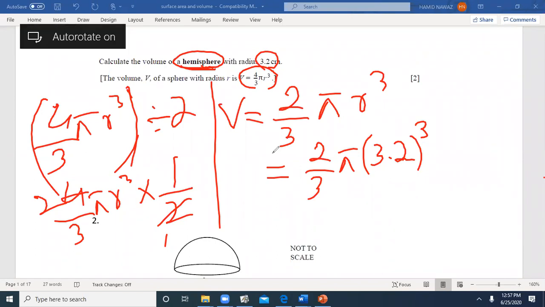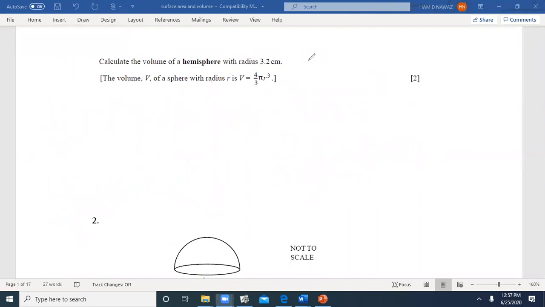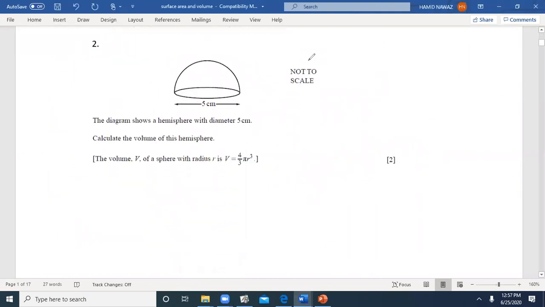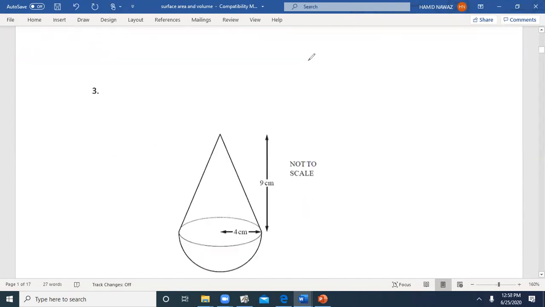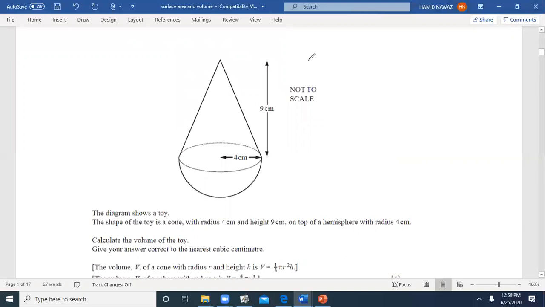So let's move forward to the next question. Again, a hemisphere is given, and the diameter is given. So first you need to make this diameter half, and then again it will be 2 by 3 pi r cube because it's a hemisphere given. So I'm not going to do this question. Try it out.